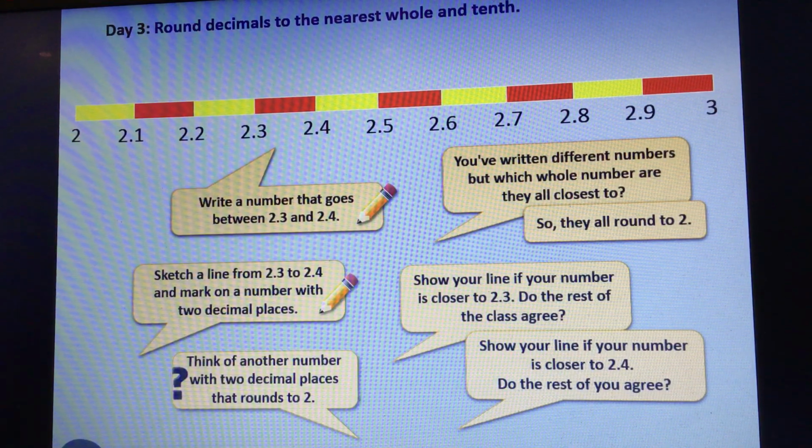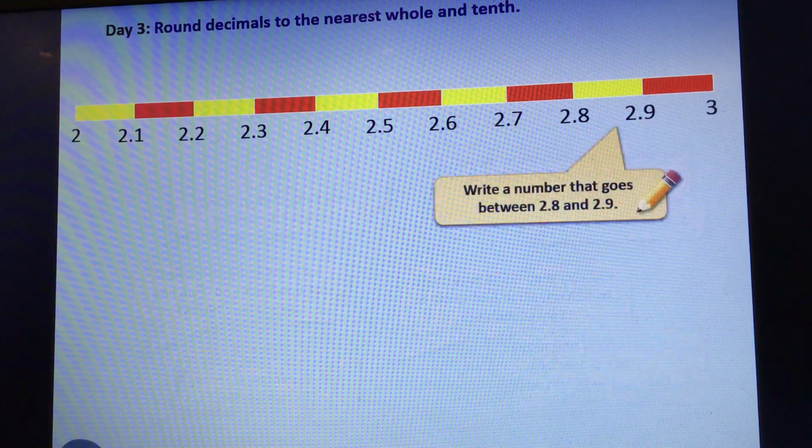Hopefully you understand that. Think of another number with 2 decimal places that rounds to 2. I'm not going to give you a little hint. Have a go. And if you've done it, hopefully you should have a number that is less than 2.5. So it might be 2.49, it might be 2.22, or whatever.